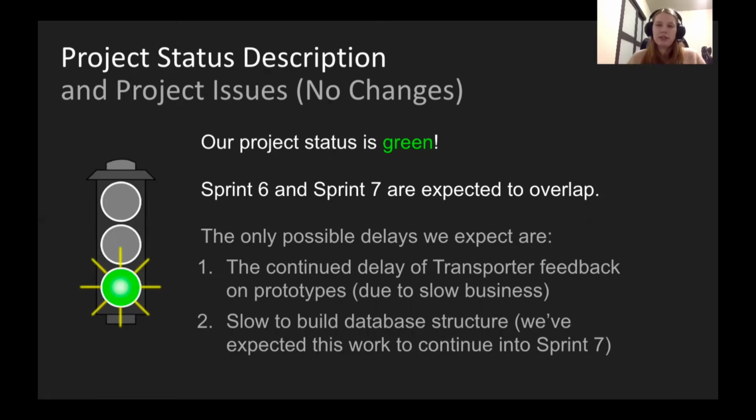The only possible delays we expect right now would be that we're continuing to experience some delay with transporter feedback due to the environment we find ourselves in. And we're also a bit slow to build our database structure. Each member of the team is starting to become a little more familiar with it, and so we've expected this work to continue from sprint 6 and into sprint 7.